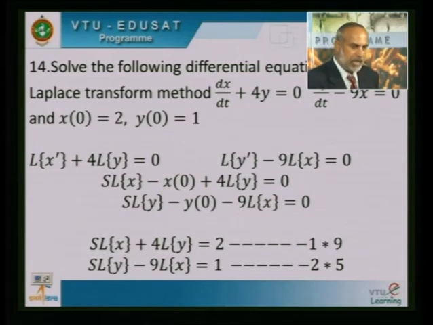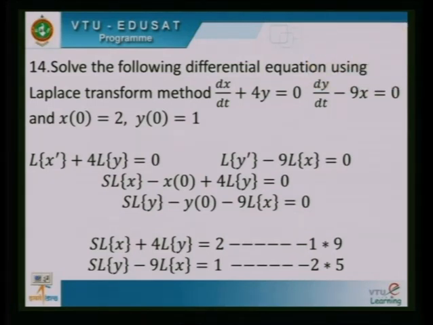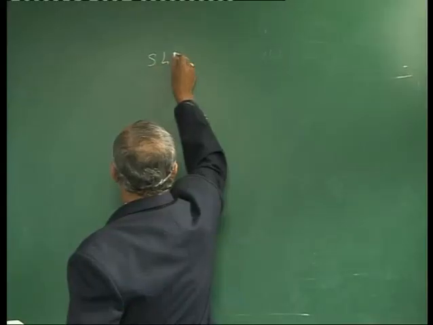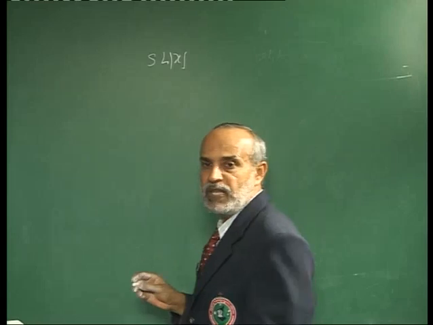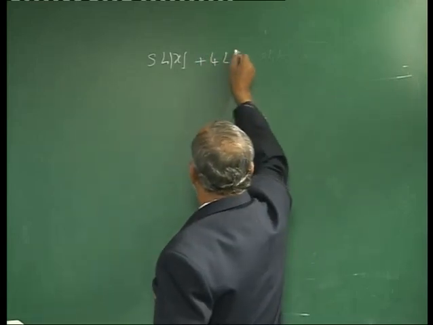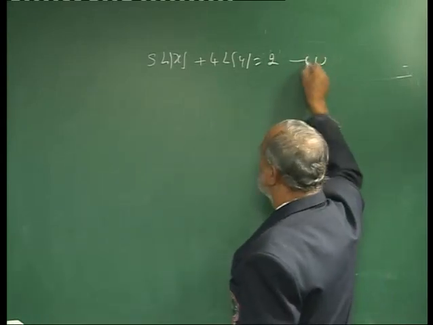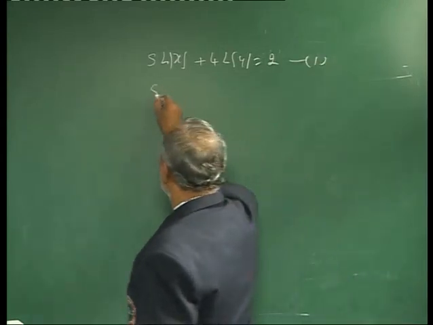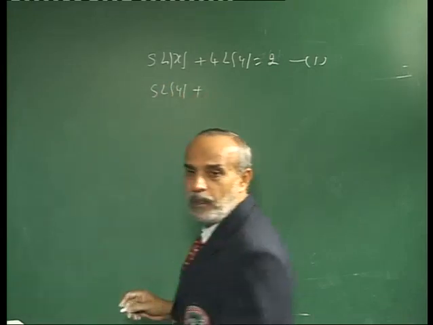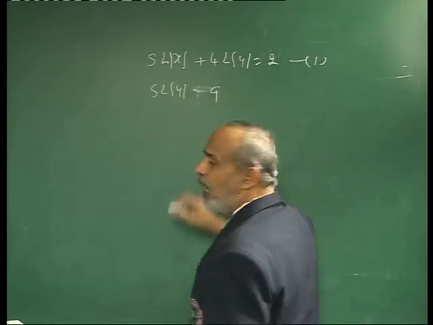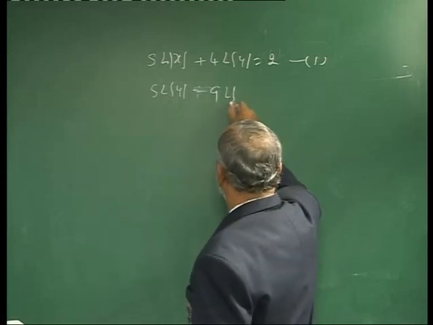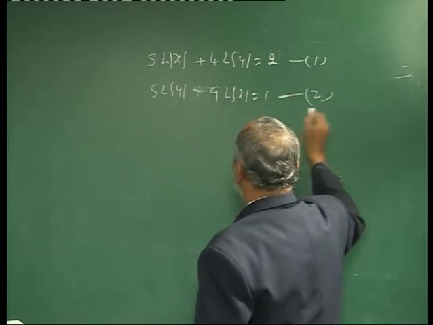After getting the equations: s into L of x plus 4 L of y is equal to 2, call it equation 1. Next, s into L of y minus 9 into L of x is equal to 1, call it equation 2.